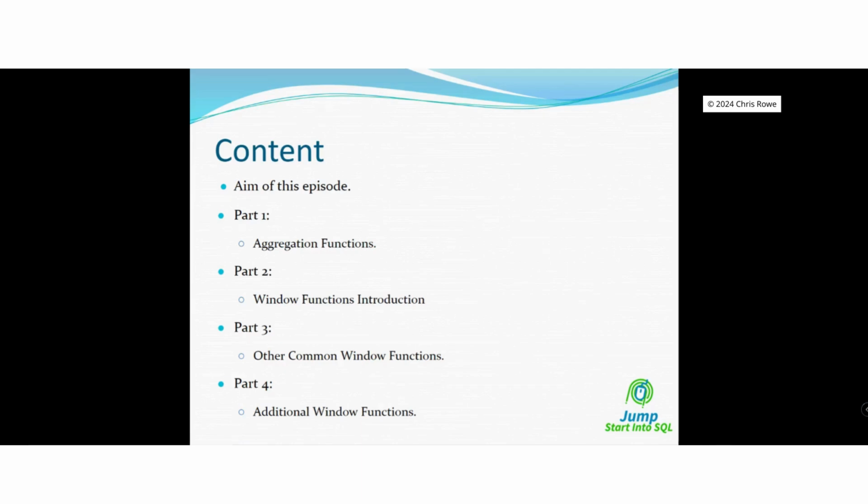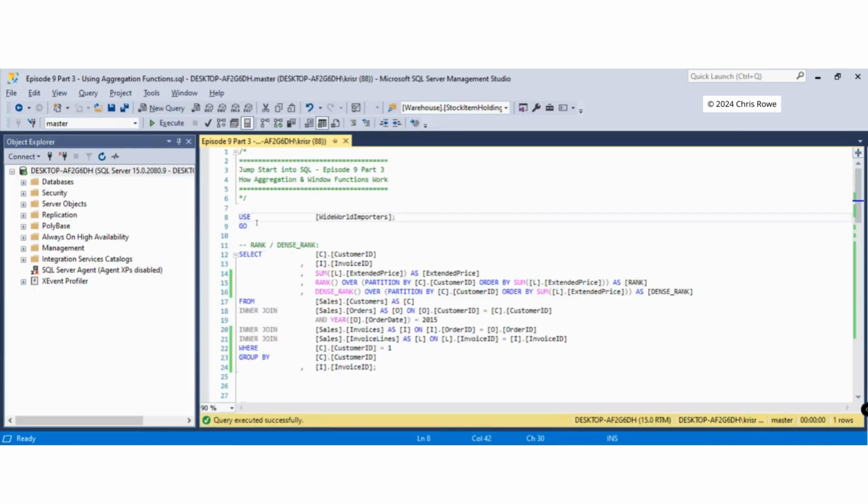Welcome back to episode 9 everyone, and we're now moving into part 3 where we're going to look at some other common window functions. So let's head on in to SQL Server Management Studio. Alright then, let's change that database and we'll have a look at rank and the dense rank window functions.